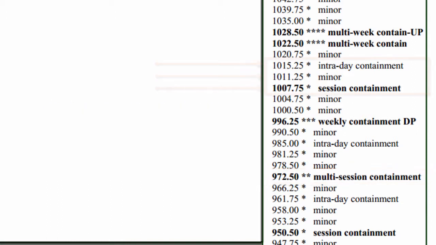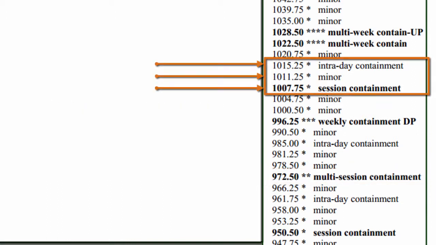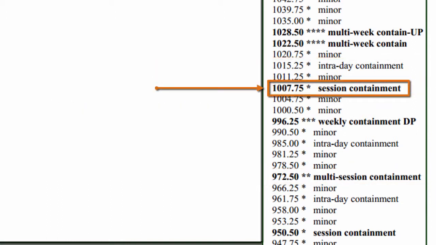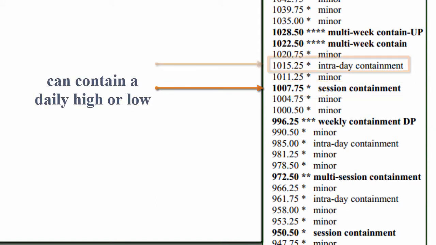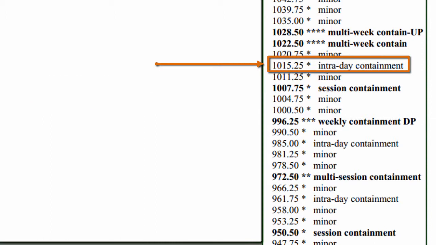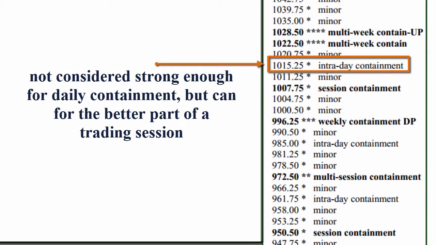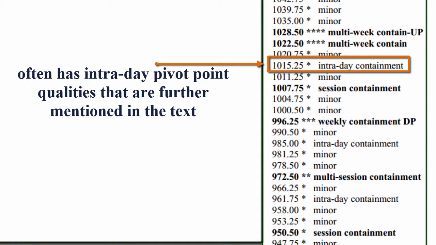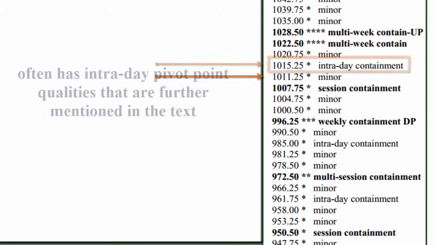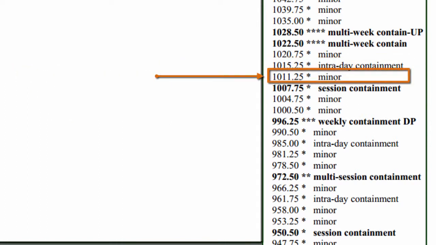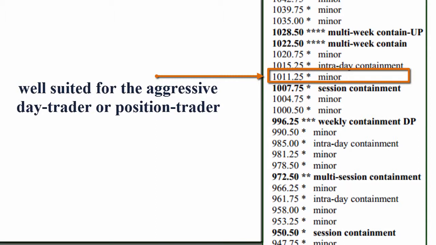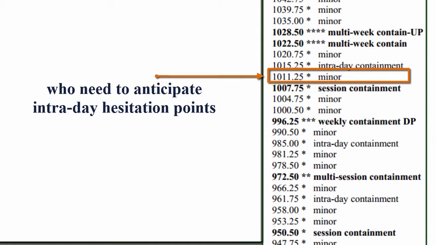Finally, as mentioned earlier, I provide 3 variations of the single star level. The strongest of these is the session containment level, capable of containing a high or low for the day. The next less significant single star level is labeled Intraday Containment. It's not considered strong enough to contain daily activity, but it's not far off, and furthermore, it often has intraday pivot point qualities that are further mentioned in the text. The least significant 1-star level is simply labeled minor and is well suited for the aggressive day trader or position trader who needs to anticipate intraday hesitation points throughout the day.